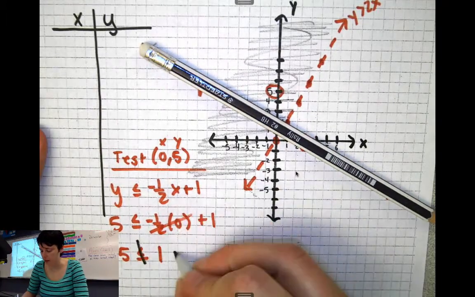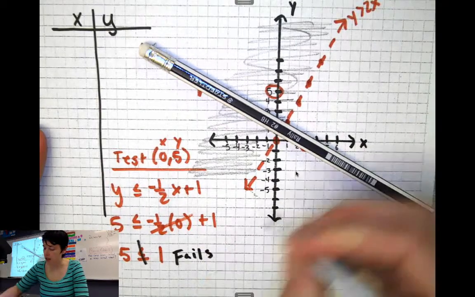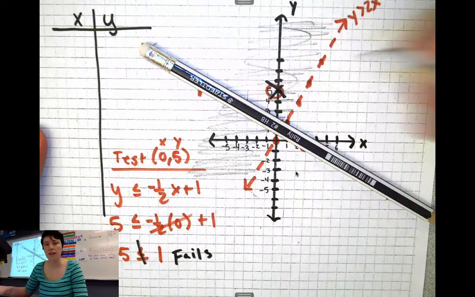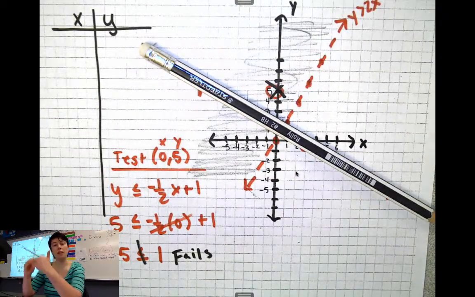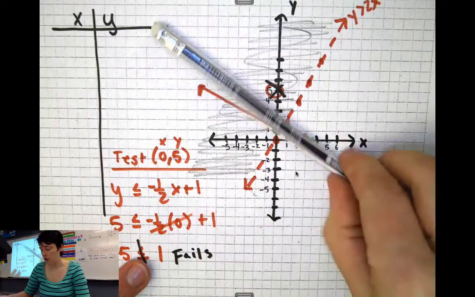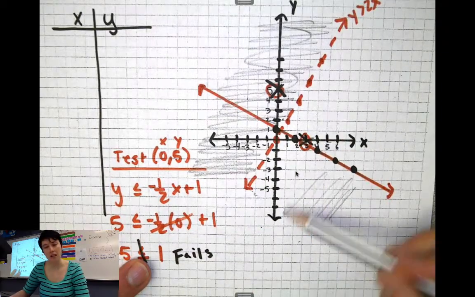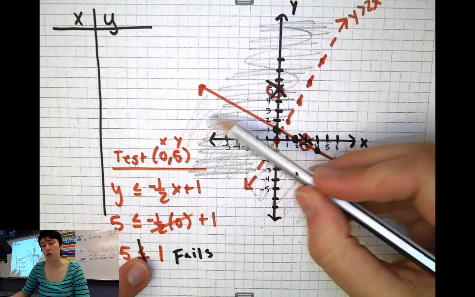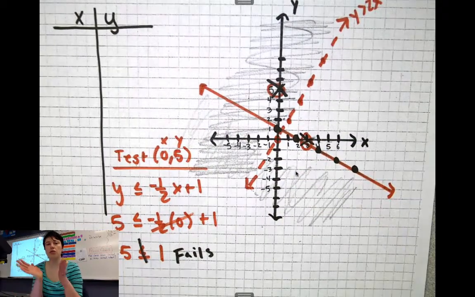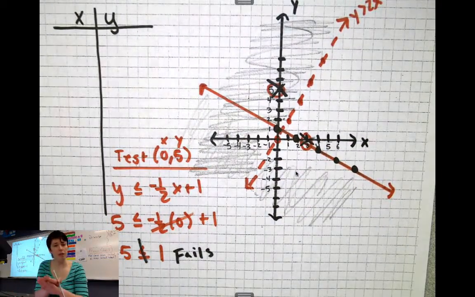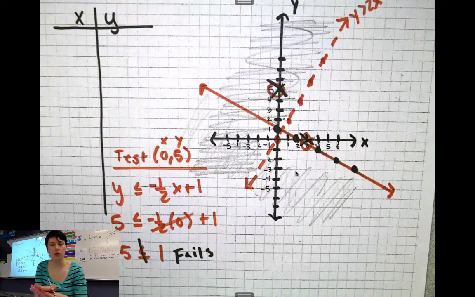This is another fail, which tells me that this point on the graph does not pass, which tells me all my shading is going to happen down below, down here. So I'm going to be shading on this side of the line. But really what we're truly looking for is where do the two shadings for the two lines overlap each other? Because that's the solution to our inequality.